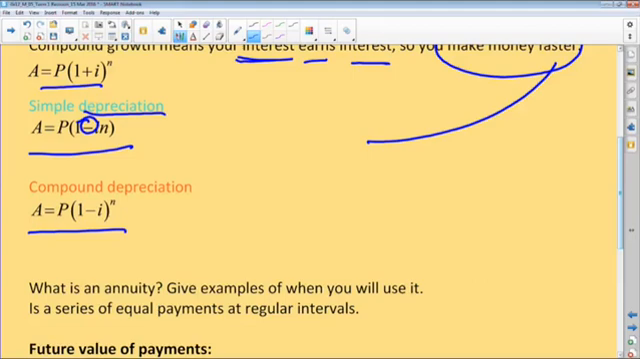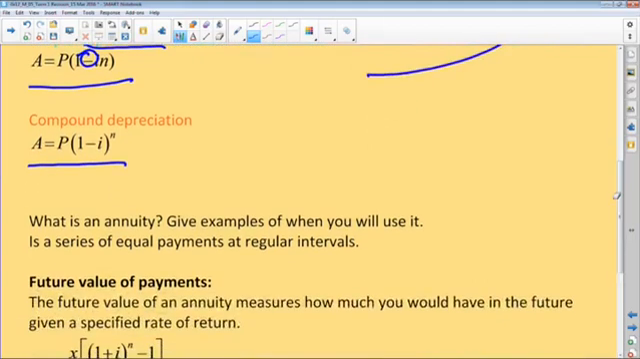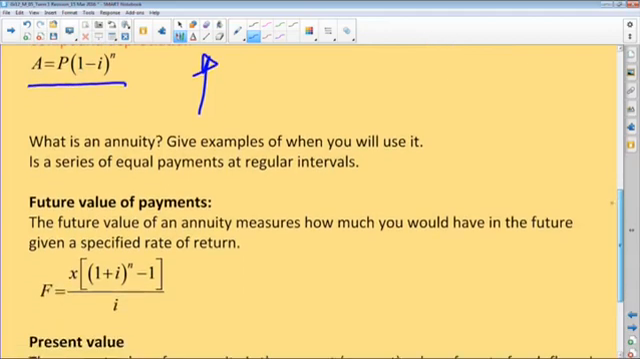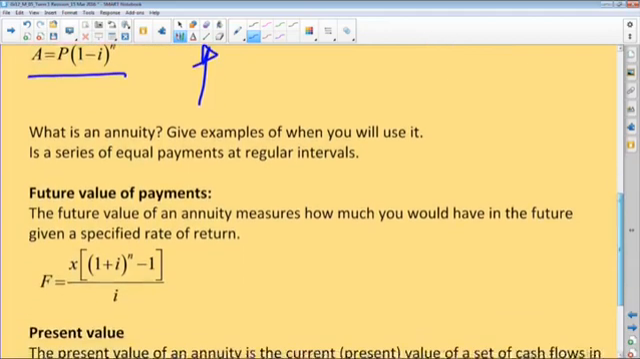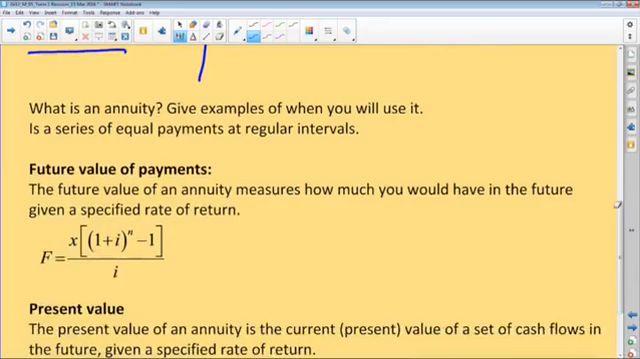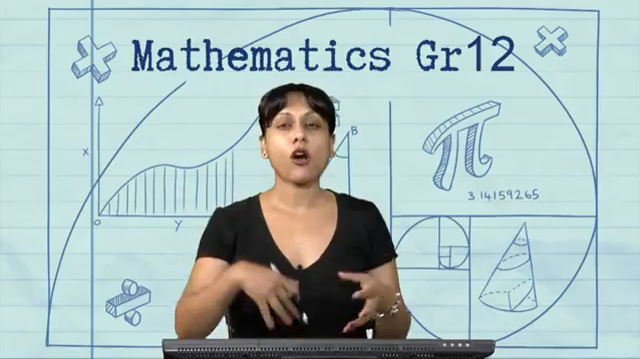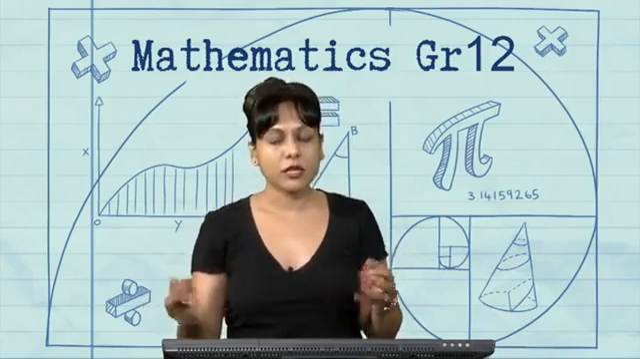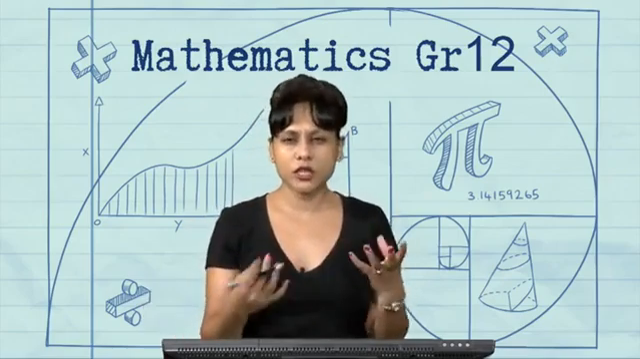So I quickly want to go on to what is an annuity. Now that we've discussed all the formulae that you needed to use for finance, what is an annuity? Okay, that's the next set of formulae that we need for finance. And an annuity, remember, is a series of equal payments at regular intervals. Now, I also said to you, well, give examples. Where do you use that?